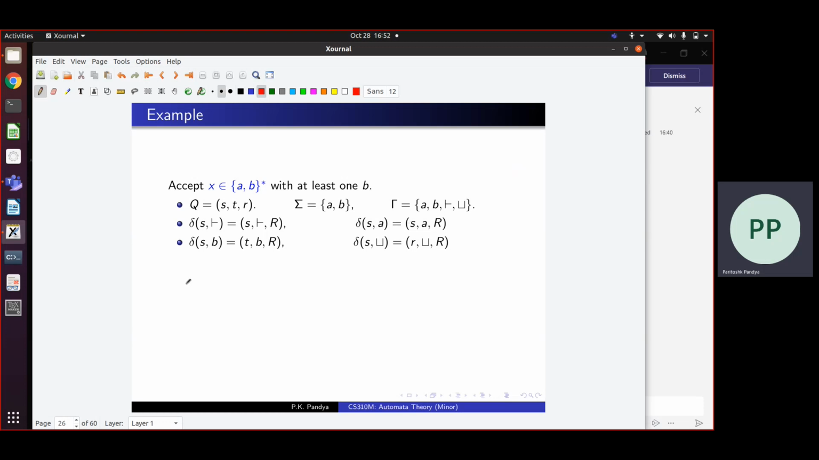So I will draw this diagrammatically as follows. I'll have a Turing machine, a state called S, which is the initial state. And what I will do is I'll write something like this. On reading the left hand marker, I will rewrite back the left hand marker and I will move one step to the right. Similarly, on reading an A, I will rewrite it as A and move one step to the right, right? So I have not completed this Turing machine, but we can already see what will happen.